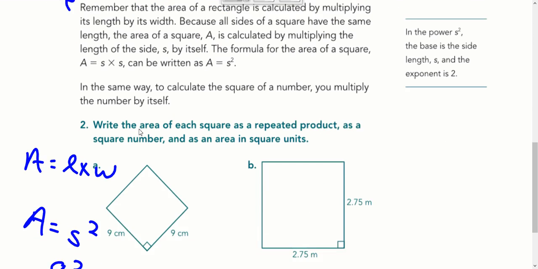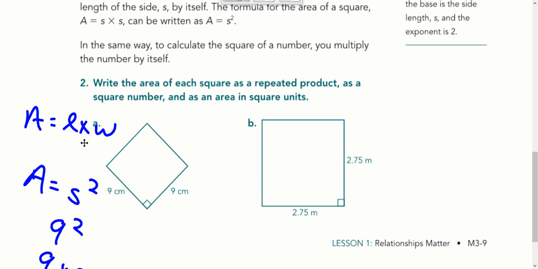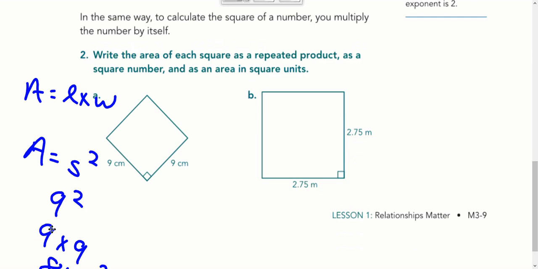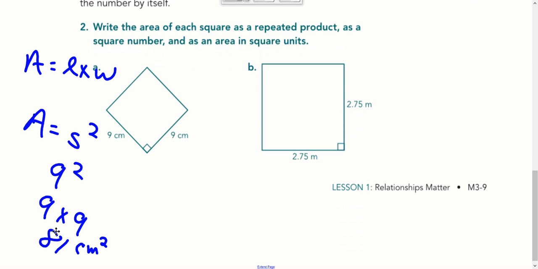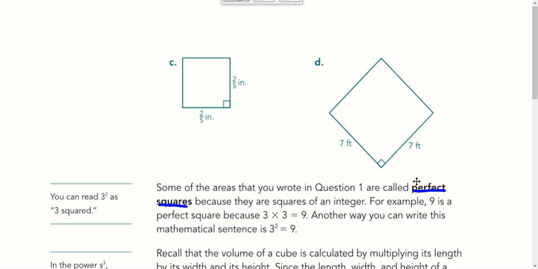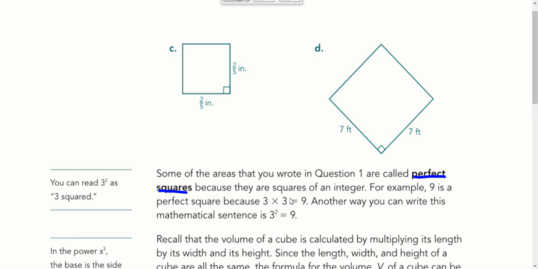Down here on the bottom of page 9, we looked at the area of these squares. The square is a specific shape because all the sides are equal. So length times width would be the same as area equals side squared. So the length of the side is 9, so 9 squared would be 9 times 9, which would be 81. Because 9 to the 2nd power means we're going to repeat 9 2 times. 9 times 9. And technically what we call these things are perfect squares. 9 is a perfect square because it's 3 times 3.